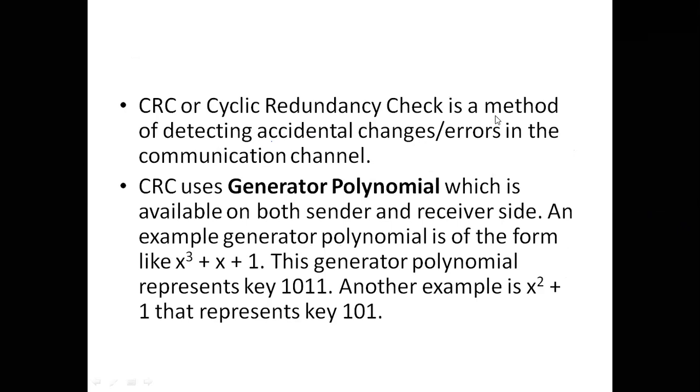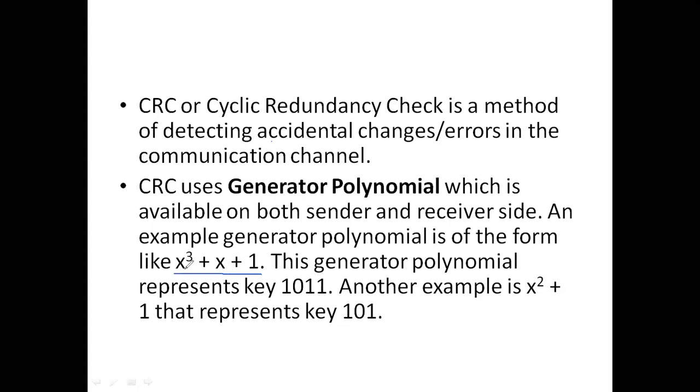Cyclic redundancy check is a method of detecting accidental changes or errors in the communication channel. It uses a generator polynomial which is available on both the sender side as well as the receiver side. For this, I'm taking one example. See here, the generator polynomial is of the form x cube plus x plus 1.